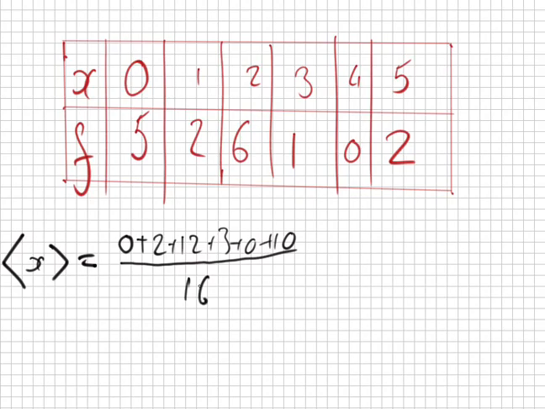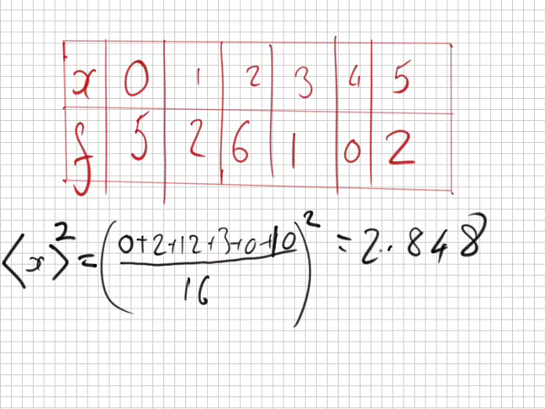2 plus 12, 0 plus 2 plus 12 plus 3 plus 0 plus 10 at the end. That's a 10 at the end. Thank you. Now I need to also square that. 2.84 squared. 2.847, yeah. Well, if we rounded off that one there.